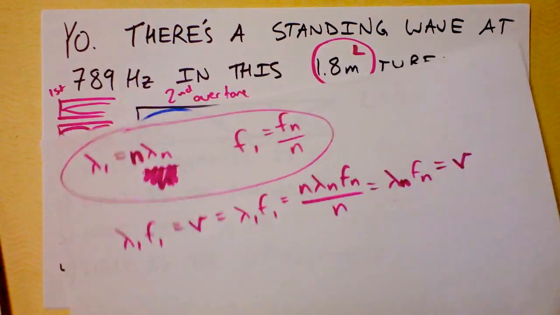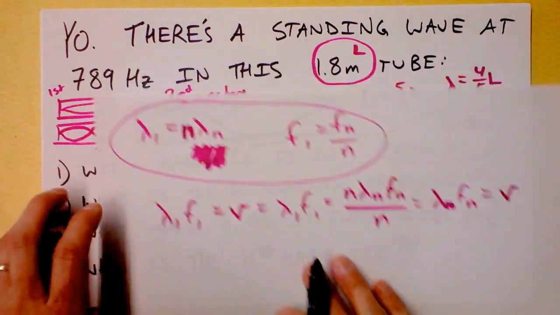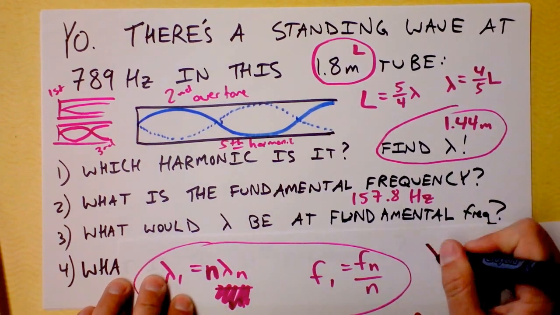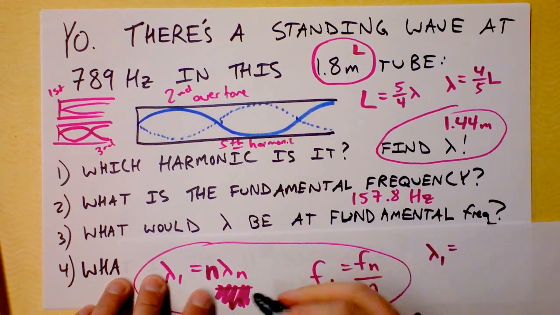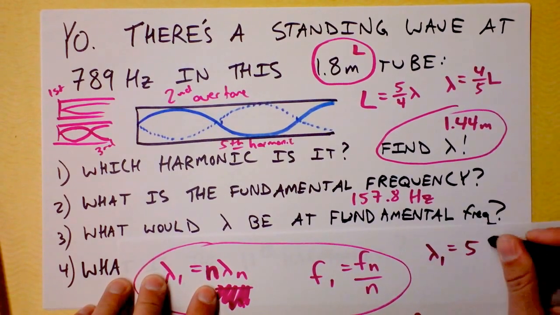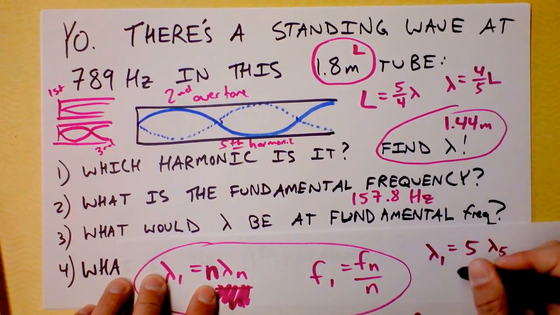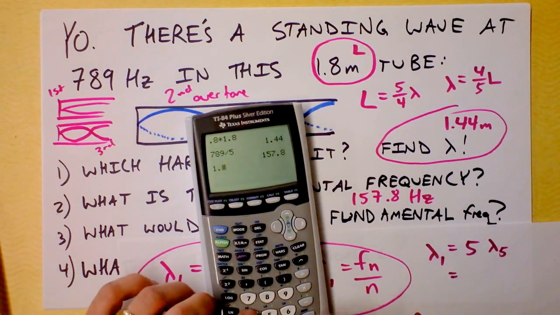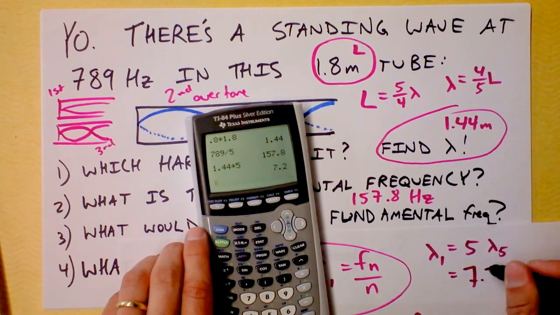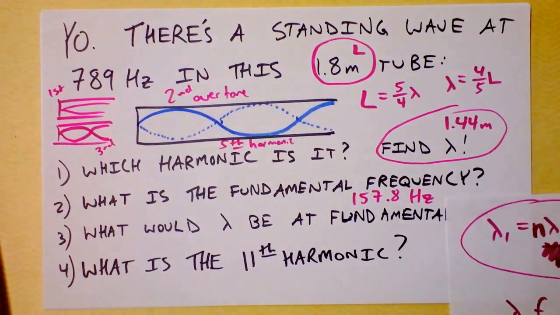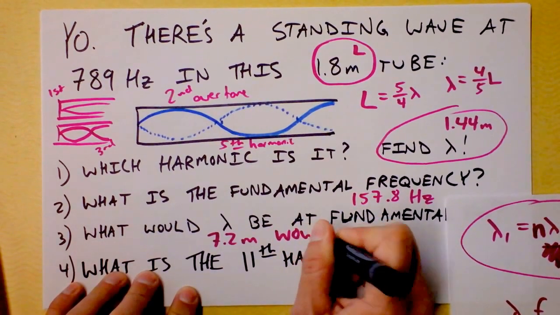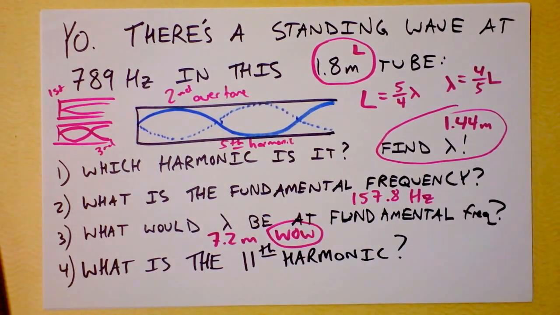That is nice to know. So we'll take this equation right here, and we're trying to find lambda at the fundamental frequency. I just need to take lambda 1, which is then going to be 5 times lambda 5. And lambda 5 was 1.44 meters. So I'm going to take 1.44 meters and multiply that by 5. 7.2 meters. That's a heck of a lambda. And they want to know the 11th harmonic.